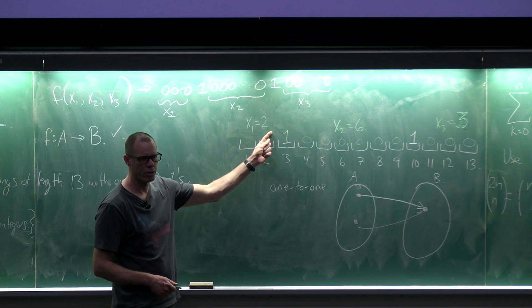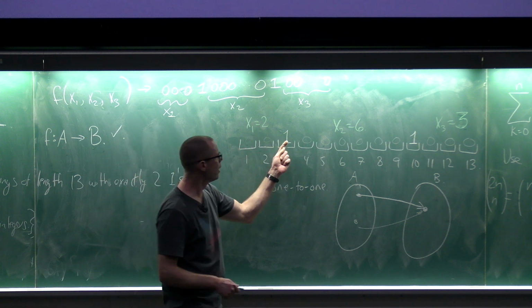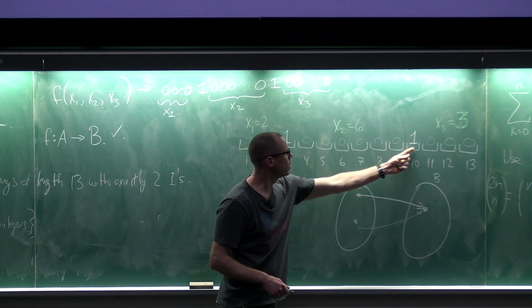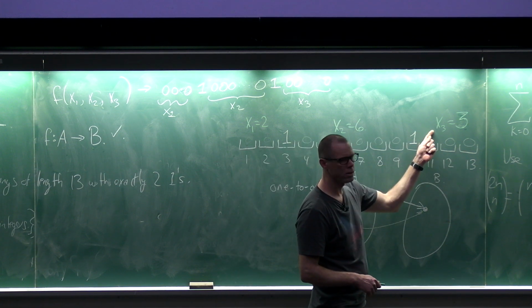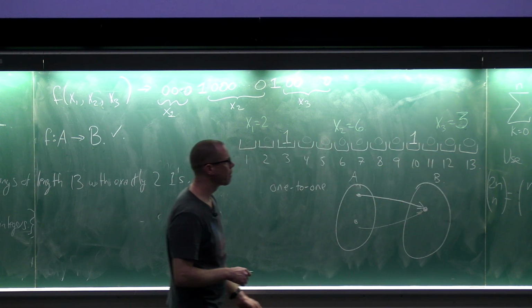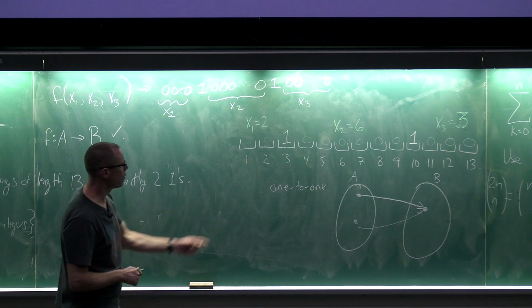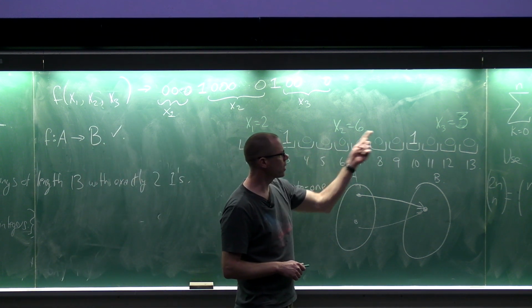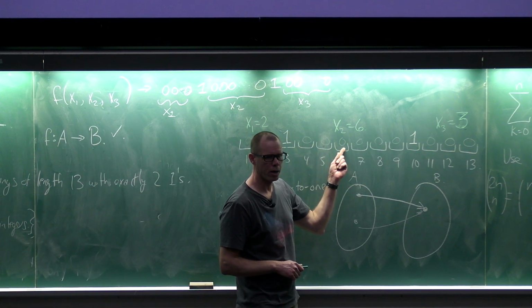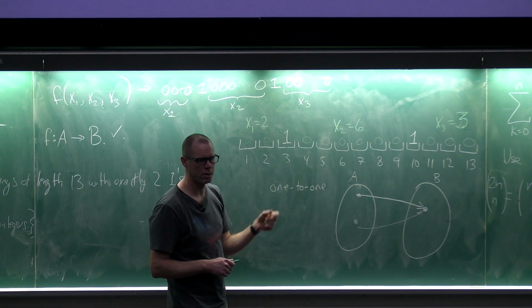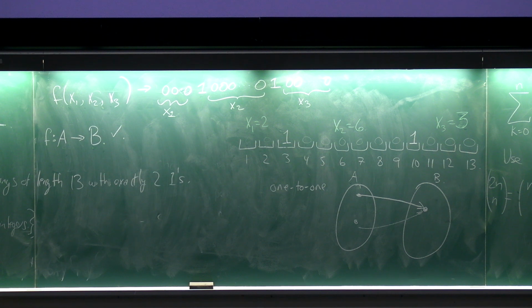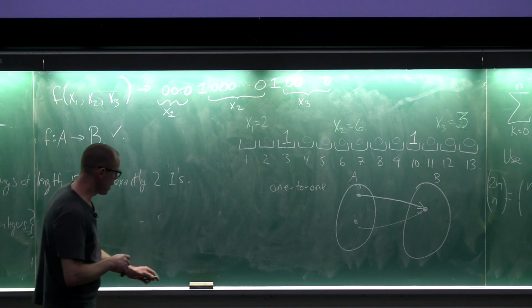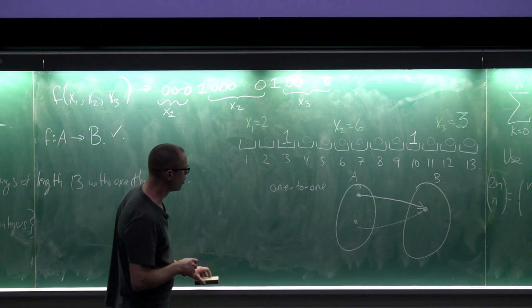Count the number of zeros up to the first one, that's the value of x1. Count the number of zeros between the first and second one, that's the value of x2. Count the trailing zeros, that's the value of x3. And if I give you different values of x1, x2, or x3, I'm not going to get the same string again, because the ones will be in different places somewhere. So it's 1 to 1, and actually the same thing shows that it's onto.